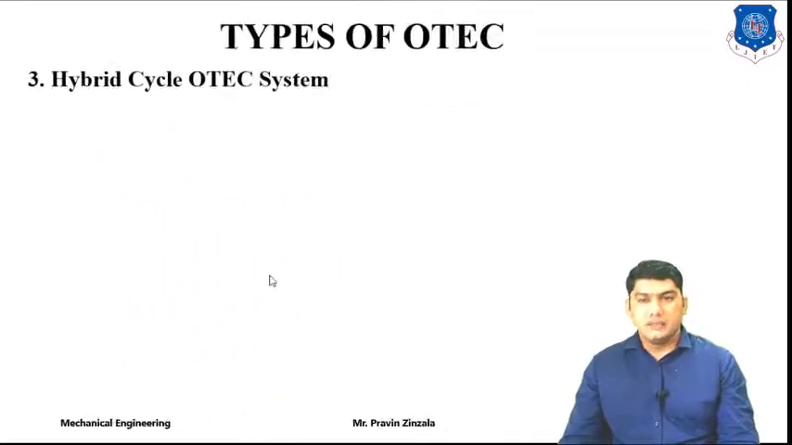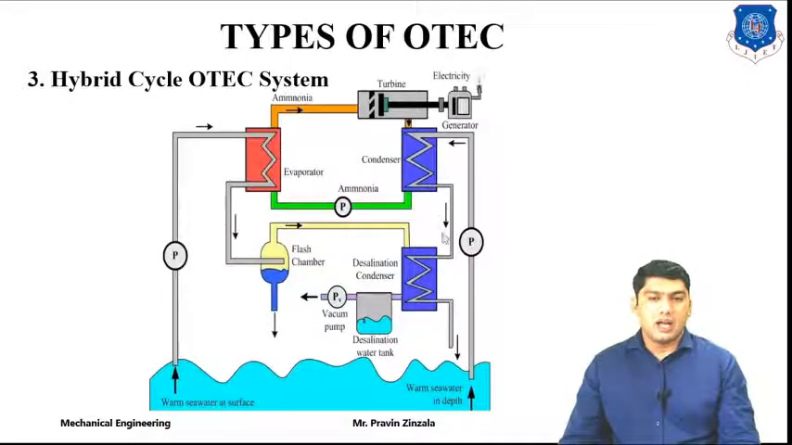Third is the hybrid cycle. By improvement of open and closed systems, it's called a hybrid system, meaning a combination of open and closed cycle systems. This is the ammonia cycle, or closed cycle. For the supply of water, we utilize the warm water for evaporation. This is an indirect contact type heat exchanger. Whenever we supply the warm water to our evaporator, our working fluid, such as ammonia, will evaporate and pass to the turbine, and the turbine converts the kinetic energy into mechanical energy, and the generator generates electricity.